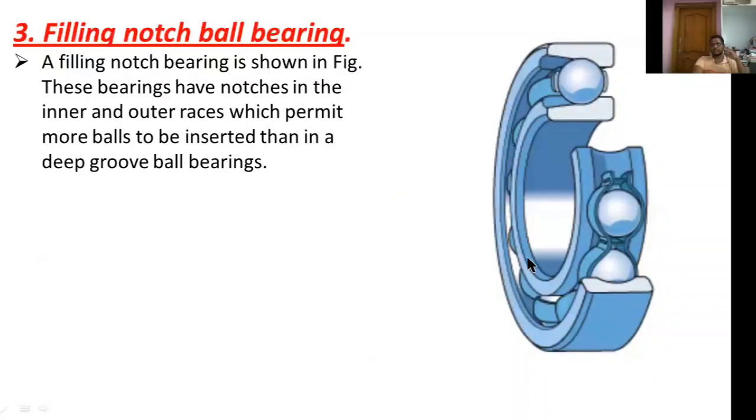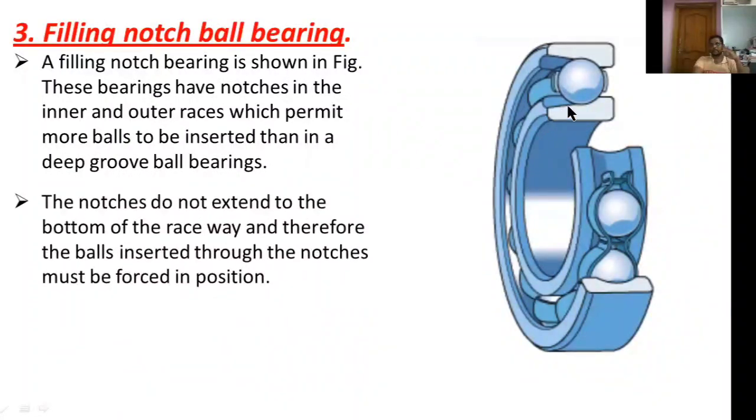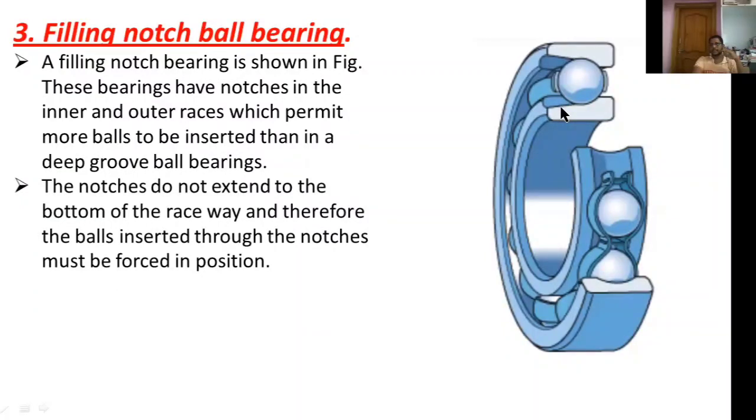Now this is a filling notch ball bearing. A filling notch bearing is shown here. These bearings have notches, which are called filling notches, in the inner and outer races, which permit more balls to be inserted than in a deep groove ball bearing. The notches don't extend to the bottom of the raceway, and therefore the balls inserted through the notches must be forced into position.